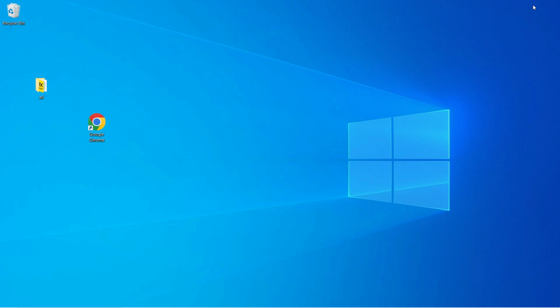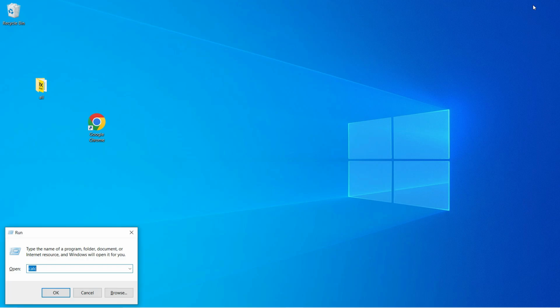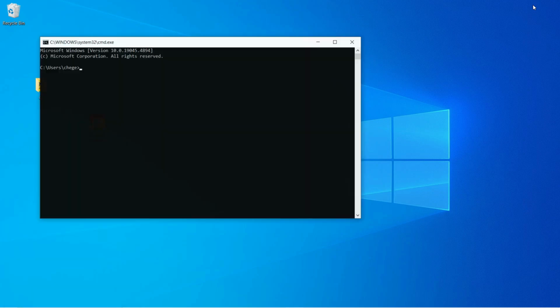On Windows, you open Command Prompt using the Windows button and R. You type CMD, then you press enter, and the black window opens. On Linux, you open the terminal, and also on macOS, you just open the terminal application. So let's see how we can use traceroute.